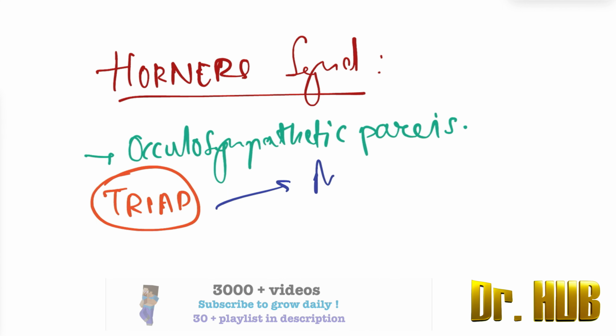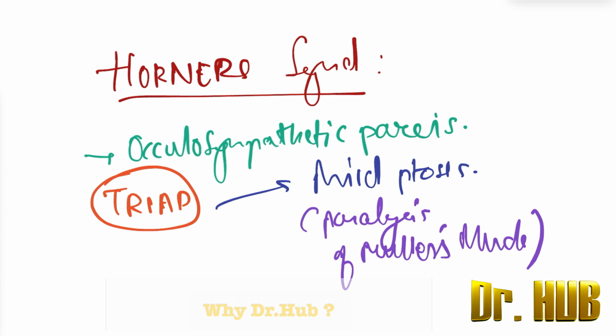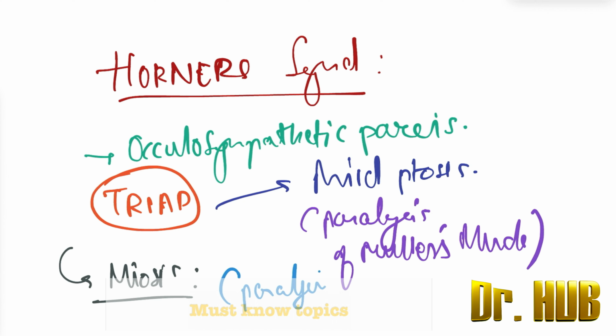The triad includes something known as mild ptosis. So mild ptosis, what is it due to? It is due to the paralysis of the Muller's muscle. The Muller's muscle is involved in the mild ptosis. Next, there is something known as meiosis. Meiosis, as you know, is a constriction of the pupil, and this is due to the paralysis of the dilator pupillae.